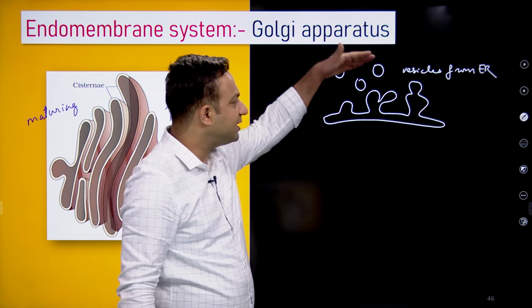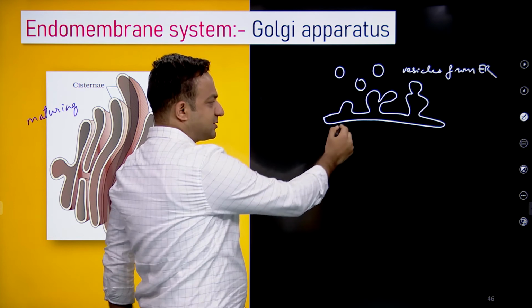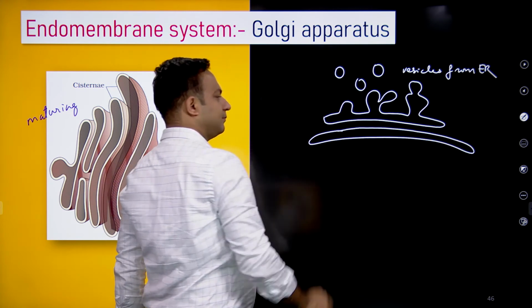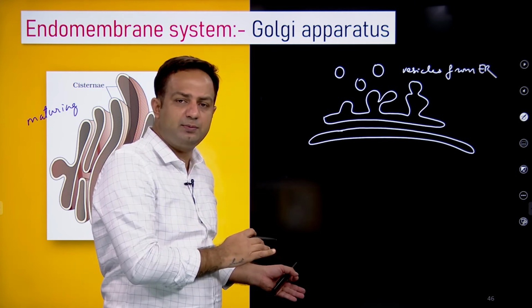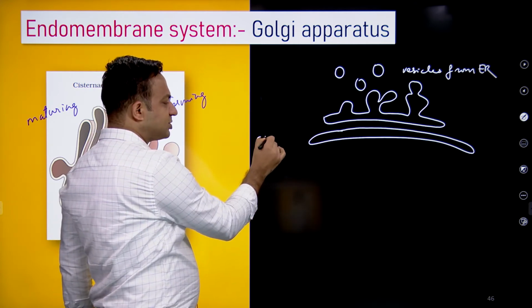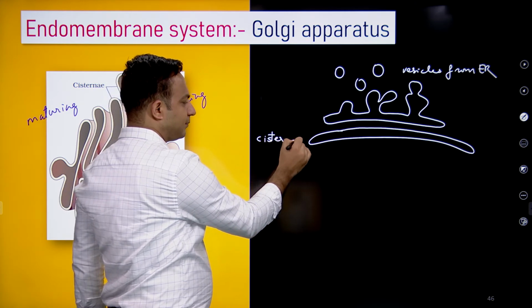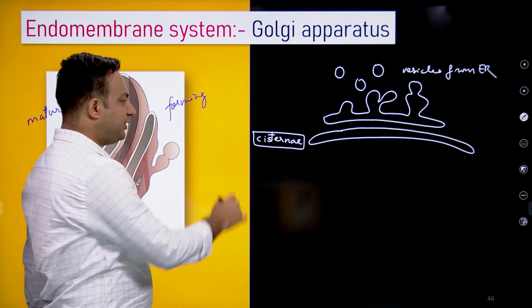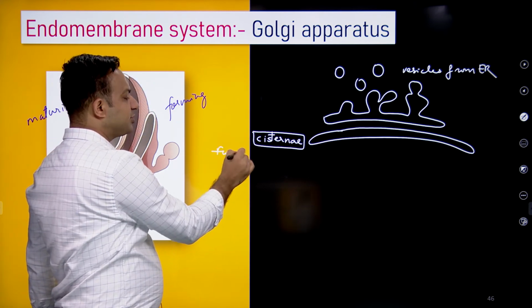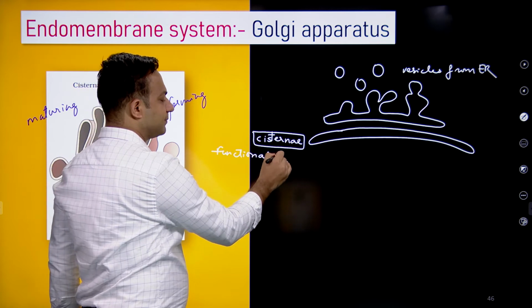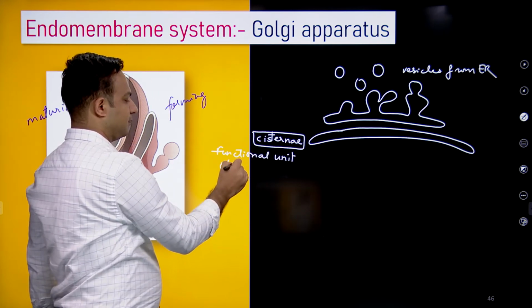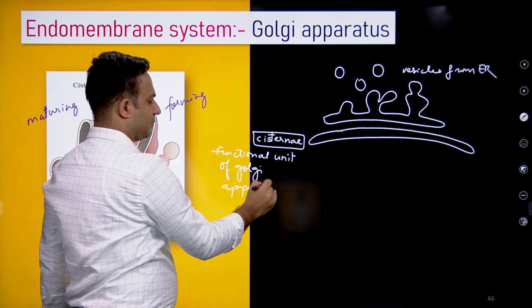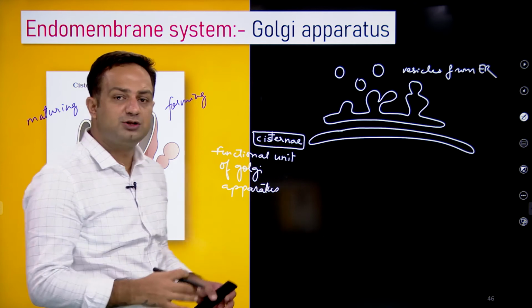When these things are getting merged completely, this structure will become more flattened and longer. Not only one, several layers will be there. So here I am saying this structure is called as cisterna. And about cisternae we used to mention these are the functional unit of Golgi apparatus.